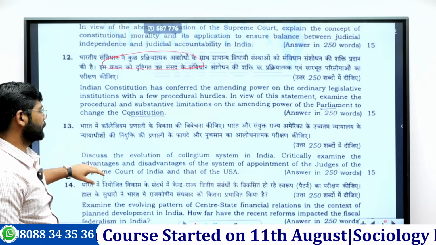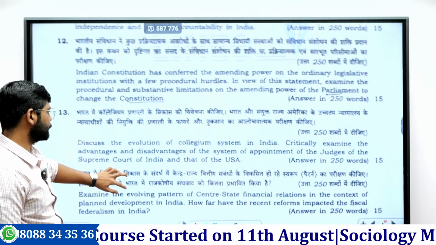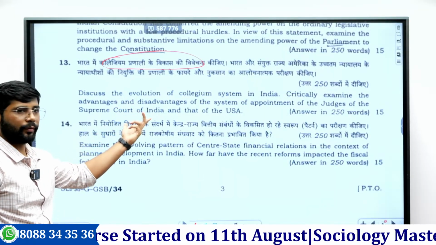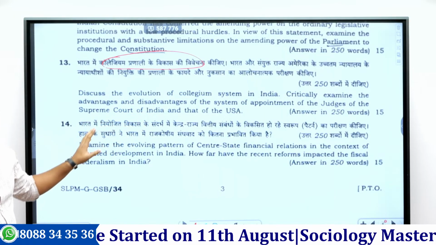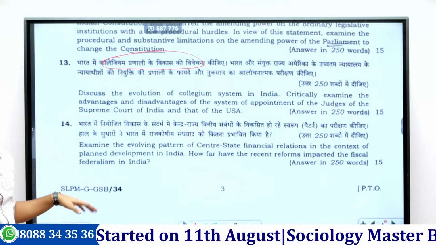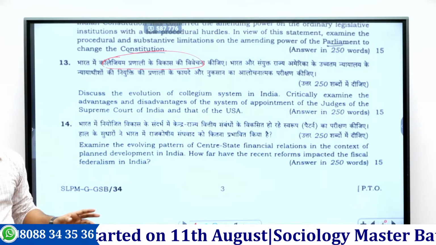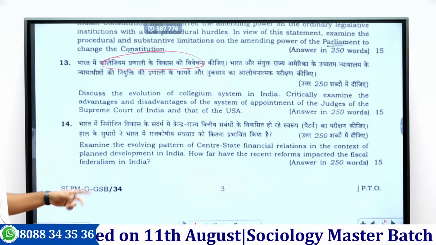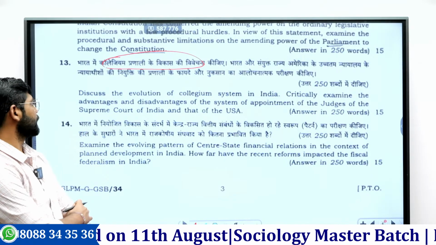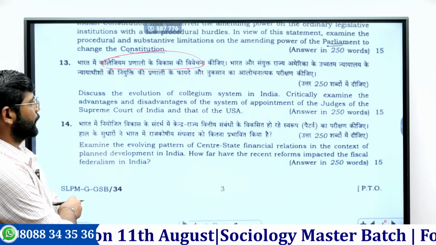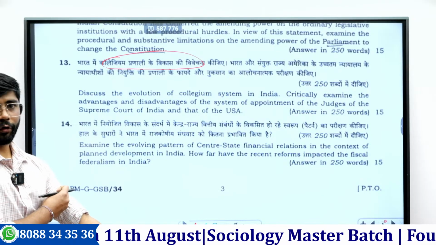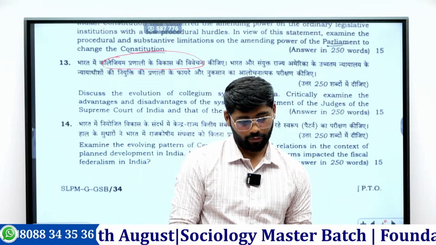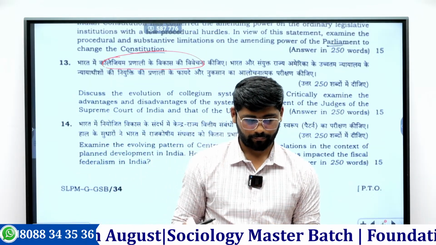Again, this question we have discussed: evolution of the collegium system. It will be covered in classes only. It is not a very random question. Three laws, three cases are there, through which the collegium system evolved, and also examine the advantages and disadvantages of appointment of judges. Next time, if they ask about the collegium system, what will you prepare? I will tell you what I prepared for that.